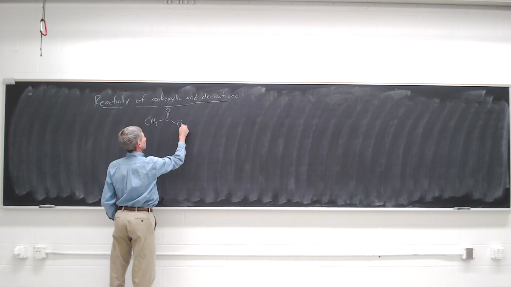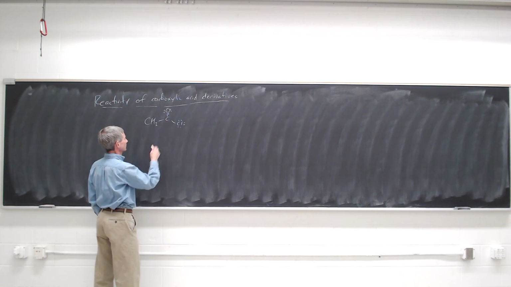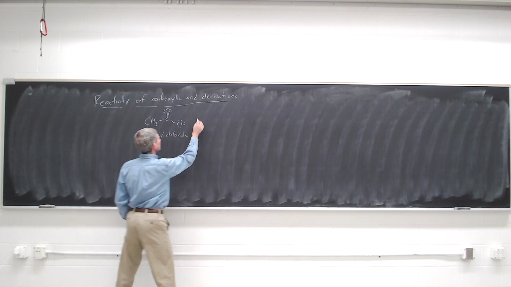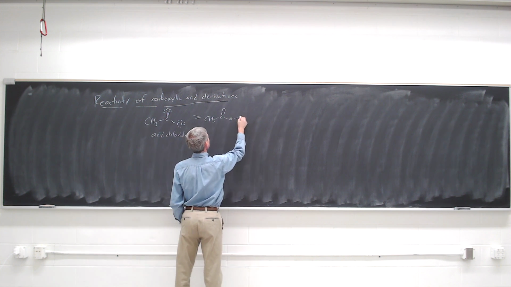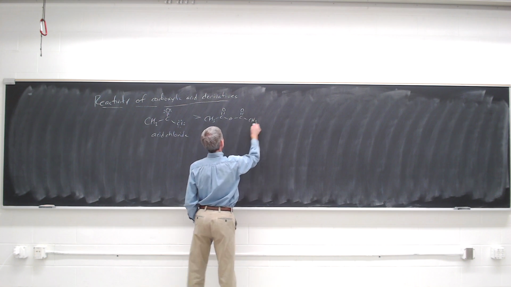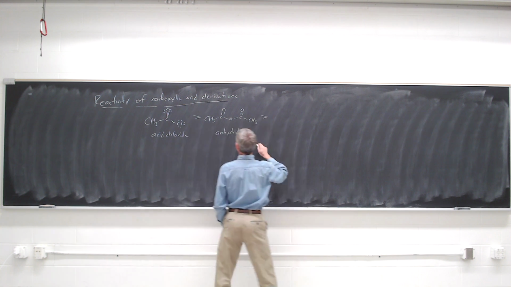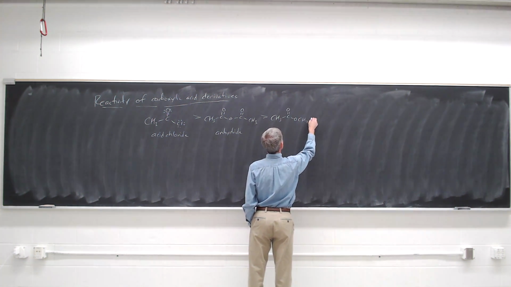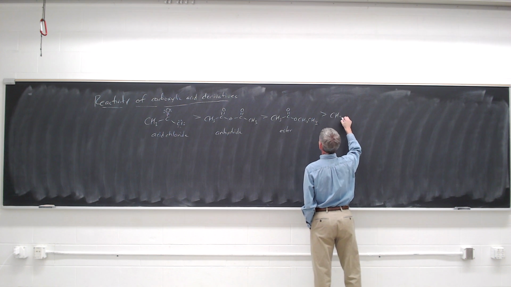the most reactive carboxylic acid derivative that you'll commonly come across is the acid chloride. And that's more reactive than the anhydride, which in turn is more reactive than the ester. Which is significantly more reactive than the amide.